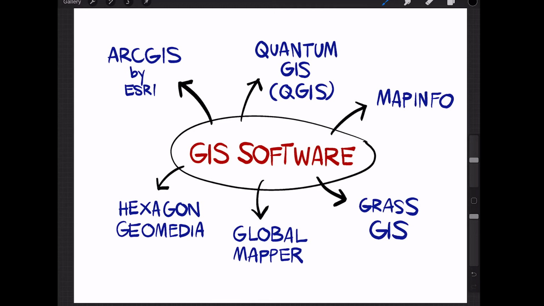I have only experience using three of them, which are the top ones: ArcGIS, Quantum GIS, and MapInfo. From my experience, ArcGIS is the most user-friendly GIS software, in which it has more tools and features to be explored by the users.